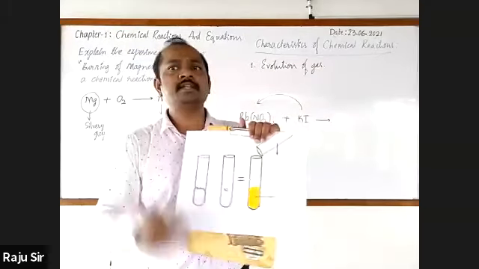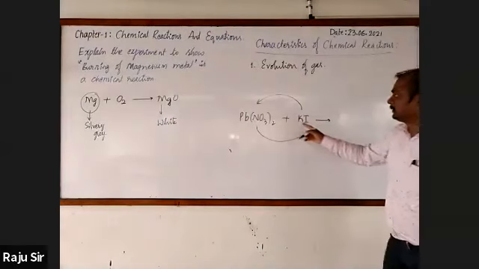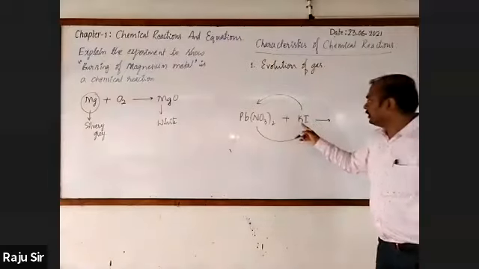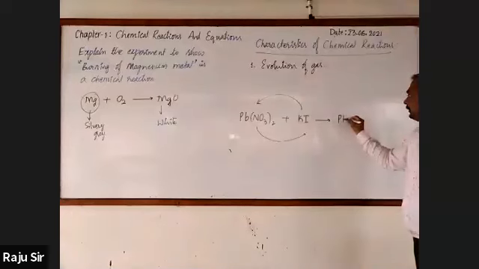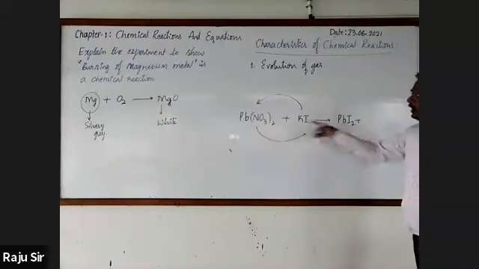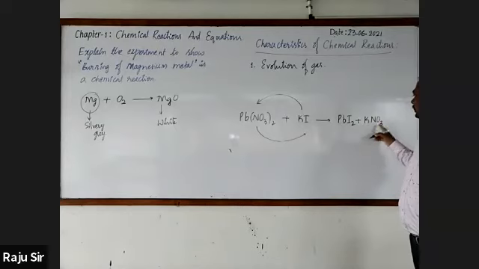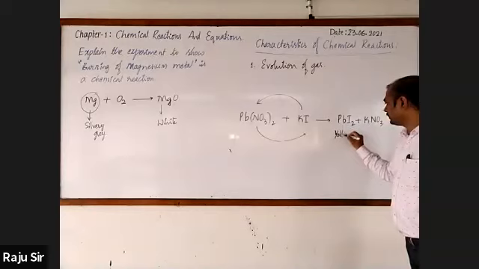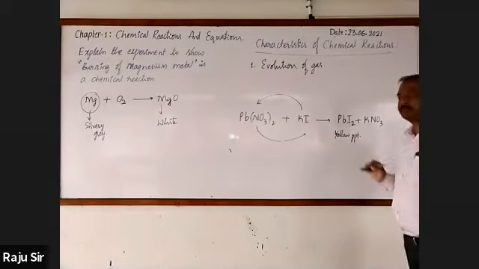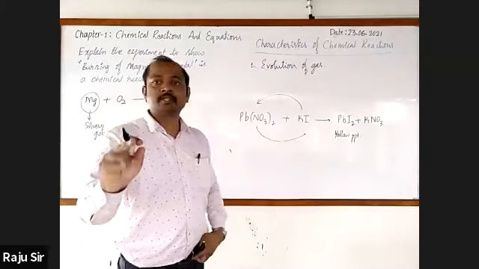Then if so, what is that precipitate? Look here. It is lead iodide, PbI2, and the remaining solution formed is potassium nitrate solution, KNO3. So this is a yellow color precipitate. So the second one is formation of precipitate.